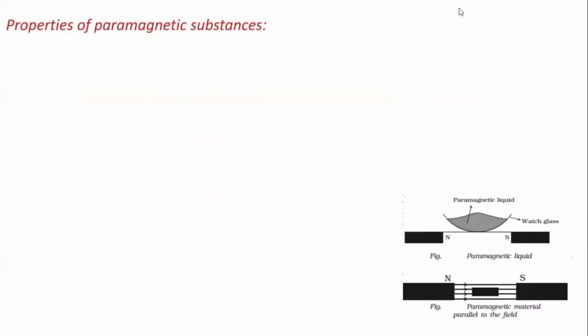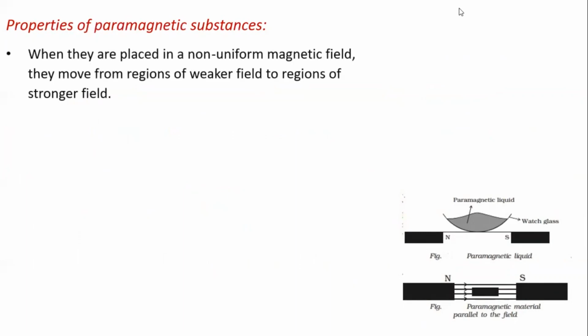Now after that, next we have to talk about the properties of paramagnetic substances. Diamagnetic and paramagnetic substances have similar, but slightly different properties. In diamagnetic it is perpendicular, here it is parallel. So let's see. First property: when paramagnetic substances are placed in a non-uniform magnetic field, they move from weaker to stronger field. In diamagnetic it is stronger to weaker, here weaker to stronger. So remember that.